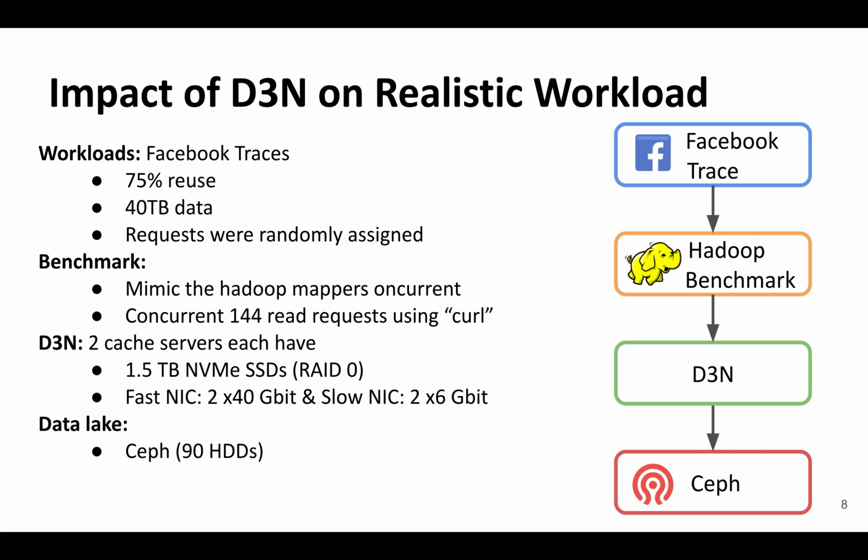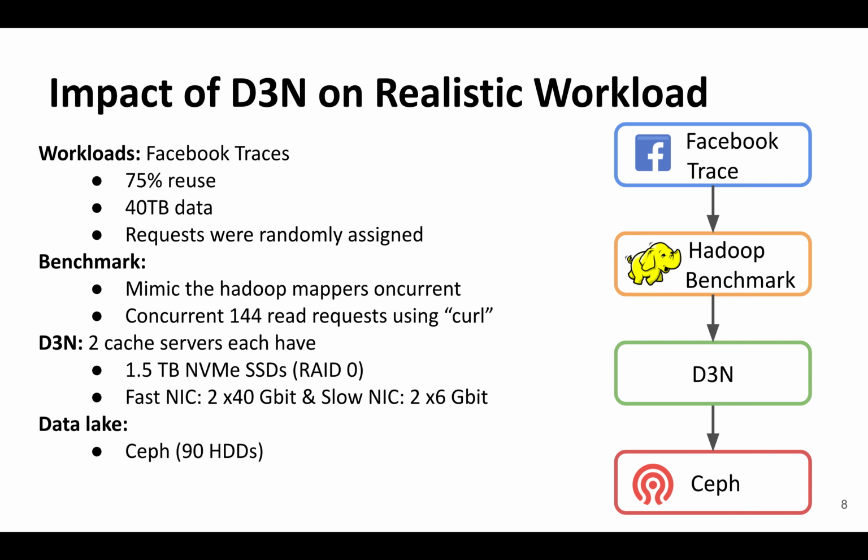We ran a lot of evaluation, but I just want to briefly talk about this one where we're trying to show the impact of D3N on realistic workloads. We ran the publicly available Facebook trace, which has a 75% reuse, and we set up the D3N using 2 cache servers. Each cache server has 1.5 terabyte of NVMe SSD, and we had 2 networks set up.